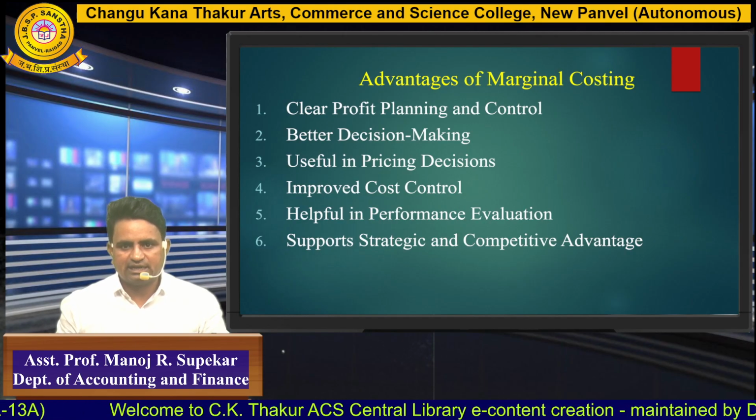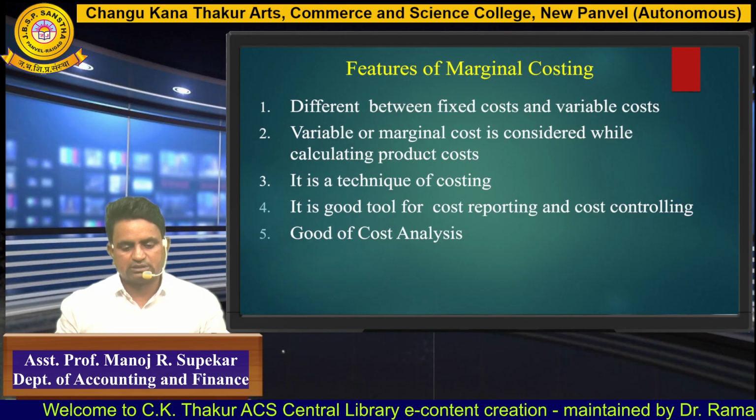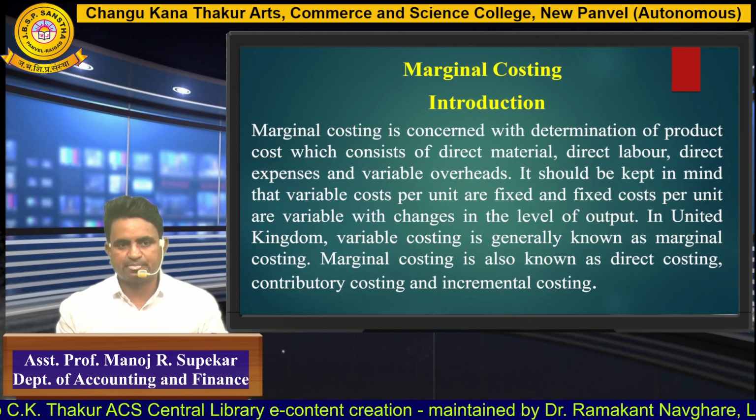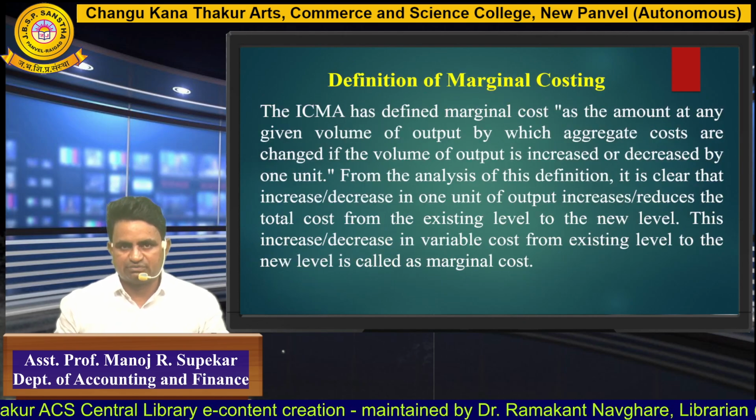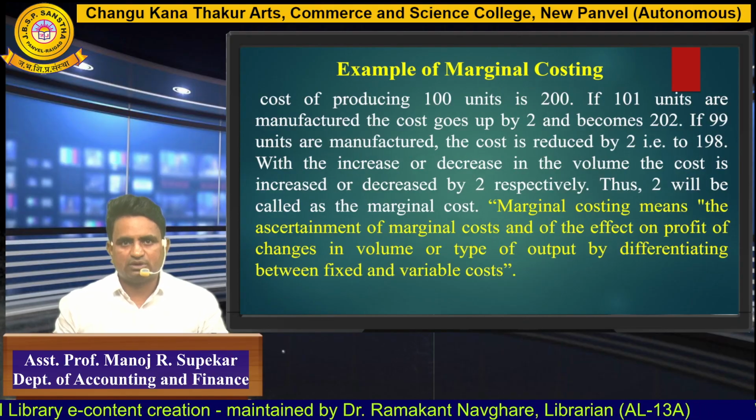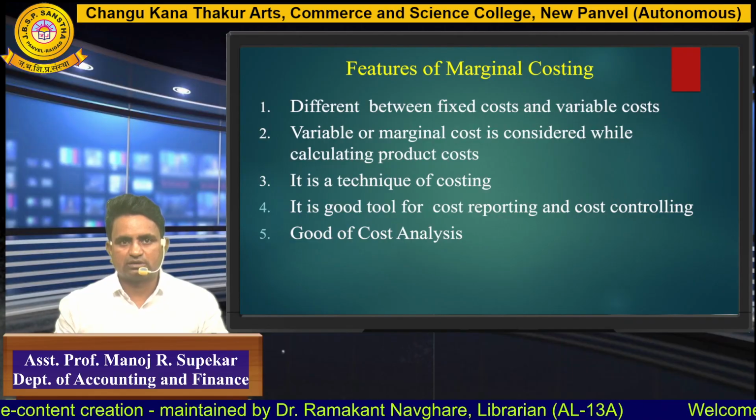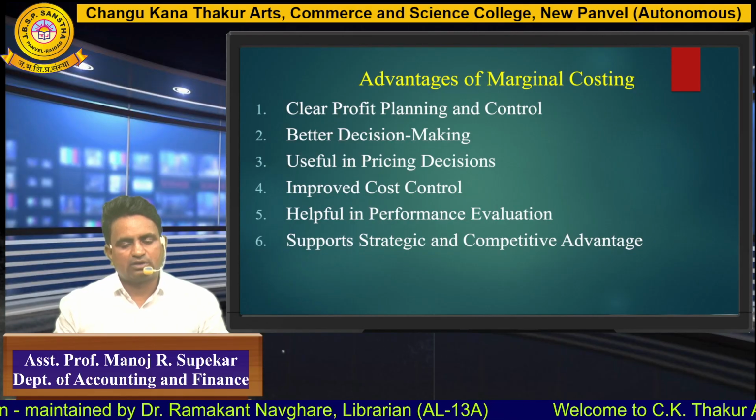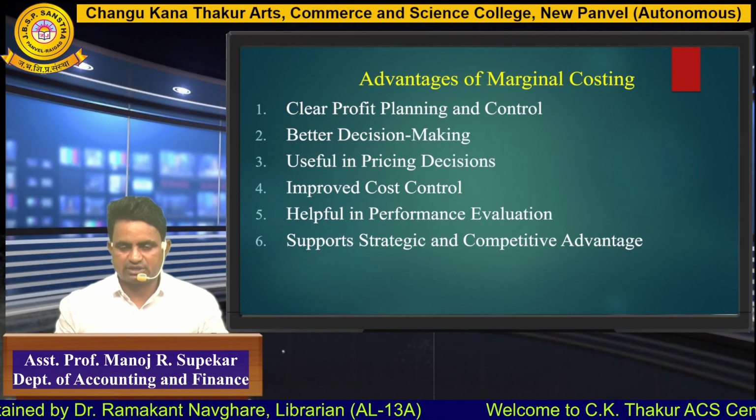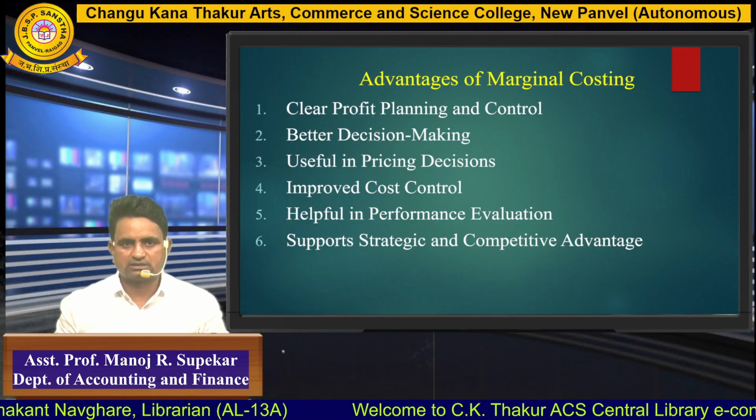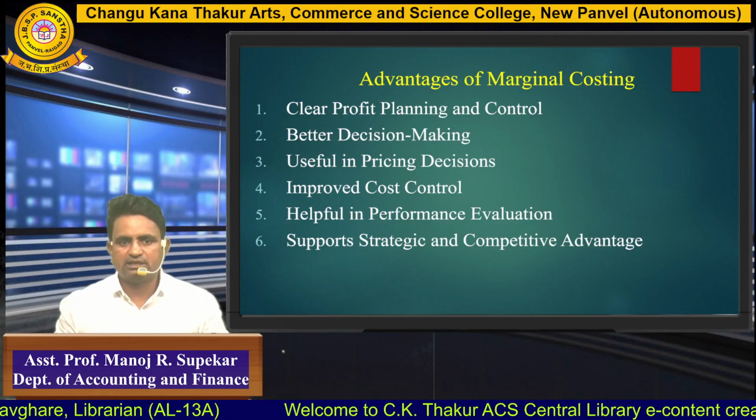So in this entire session we talked about some basic parts. The first one is the introduction of marginal costing. The second one is the definition of marginal costing. The third one is the example of marginal costing. Next, what are the salient features of marginal costing, and the prominent significance, we can say the advantages of marginal costing. The rest of the parts of marginal costing, such as formulas and others, we will discuss in the next section.